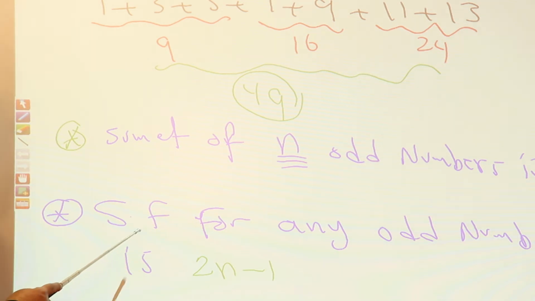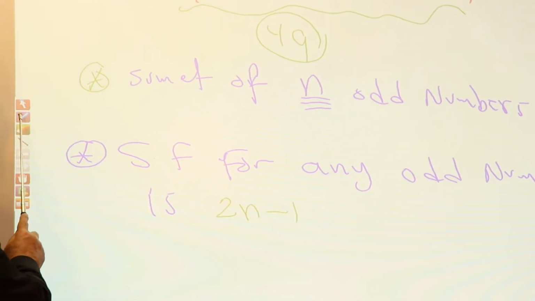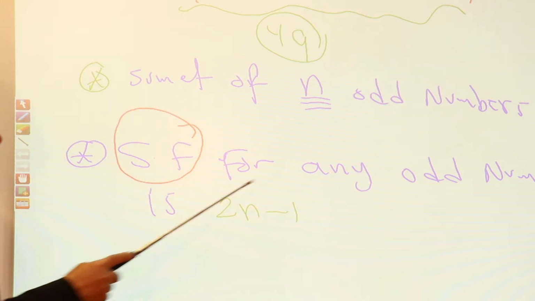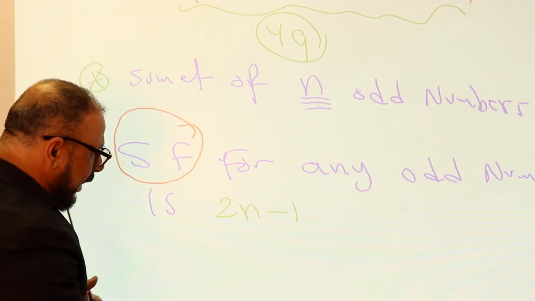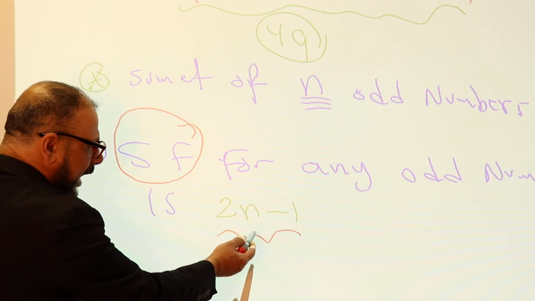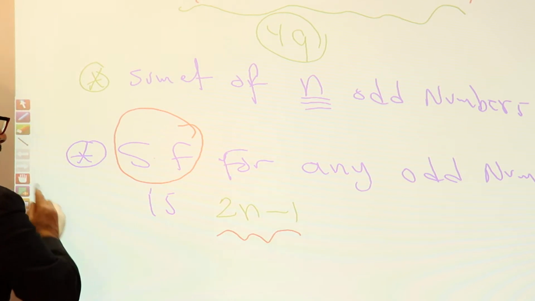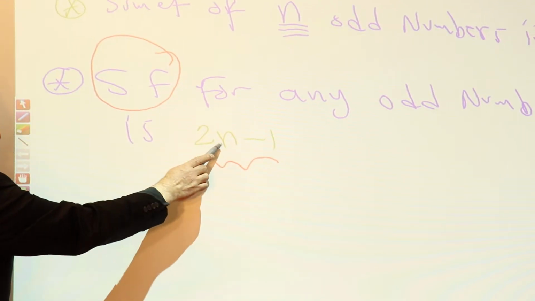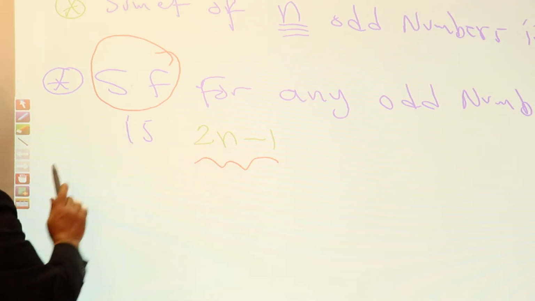Now, the standard form, SF stands for standard form, for any odd number is 2n minus 1. Remember this, you're going to use it a lot in your life. How can you get the odd numbers from this? One of the students asked me. Just put n equal 1.